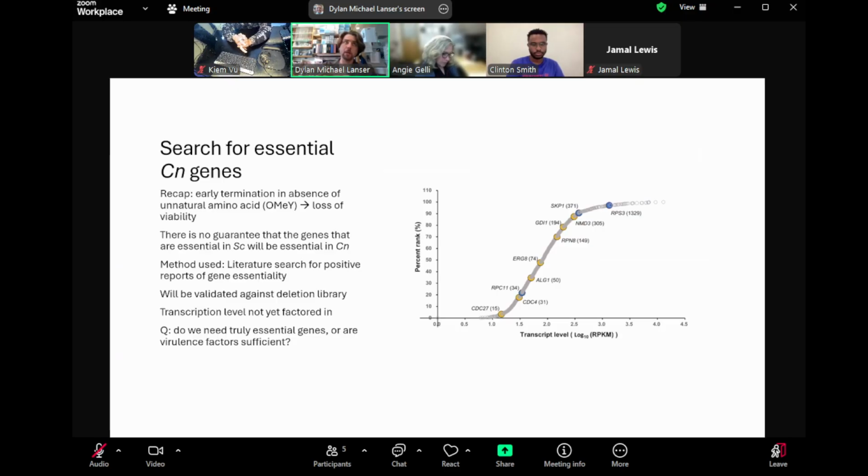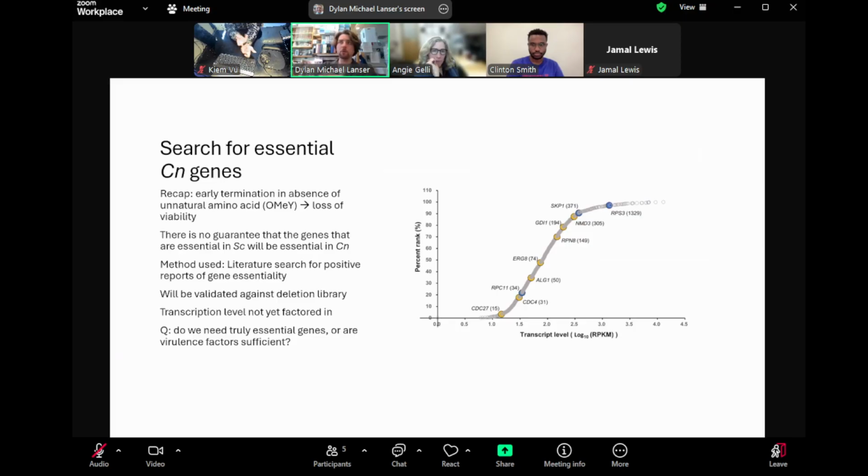So first off, they looked at the transcription level of each gene. And I think initially they started with low transcription genes that were essential. And that was kind of the criteria that they used. But of course, they have the benefit of working in SC, where a lot of genes are characterized. And so they're going off very deep literature in terms of what is essential. And there's no guarantee that what's essential in Saccharomyces is going to be essential in Cryptococcus, even though there are many genes that have the same name and similar functions.